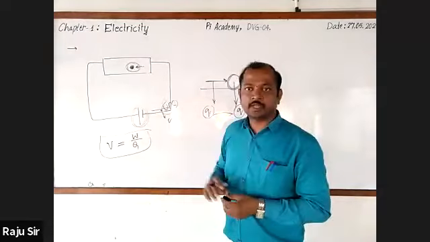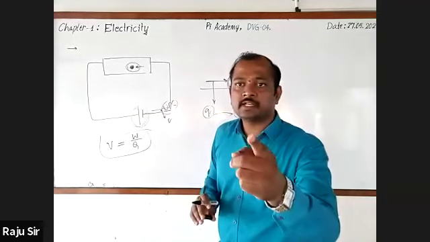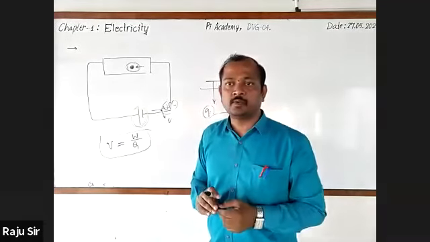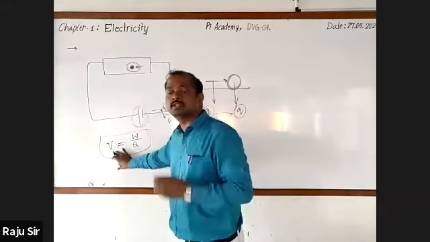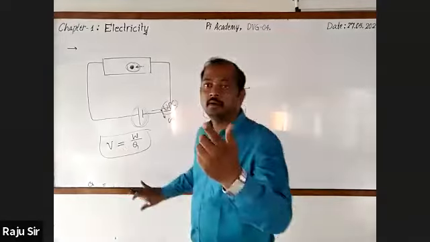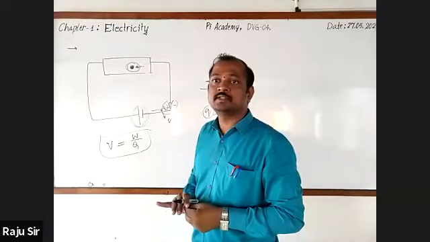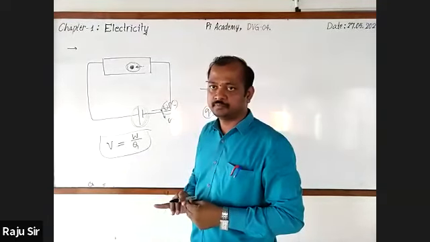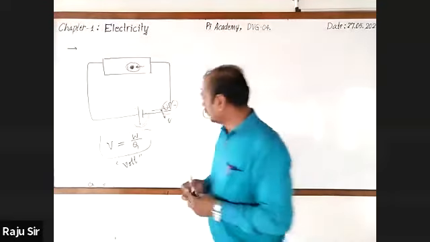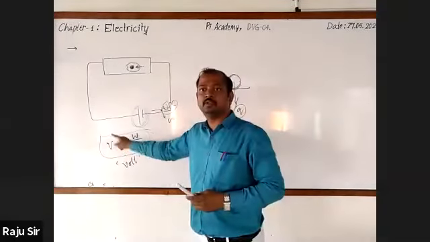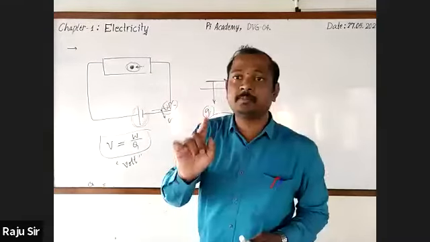And this electric potential is also a measurable quantity, nothing but a physical quantity. It can be measured using the unit that is called, anybody? Volt. It is not voltmeter. It is volt. Volt is the SI unit of electric potential.